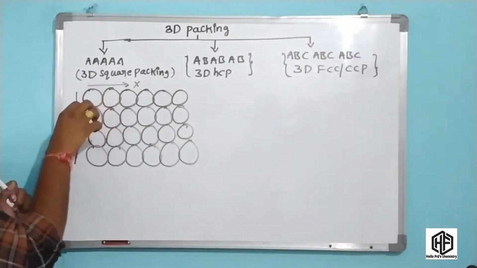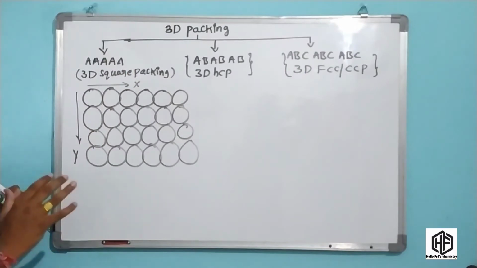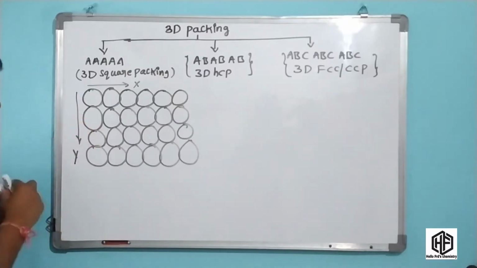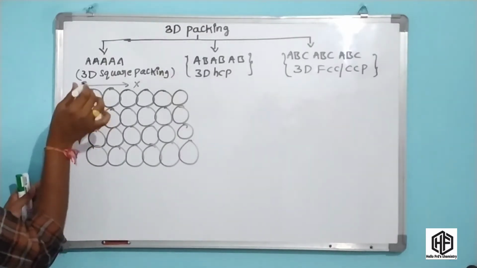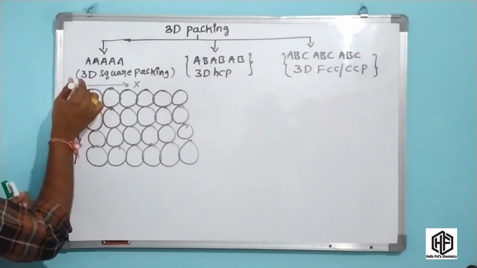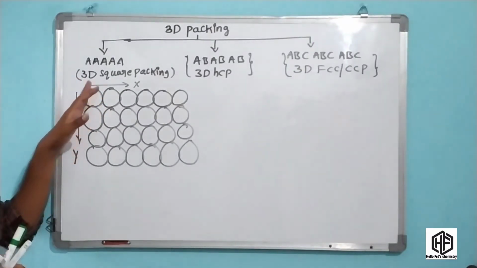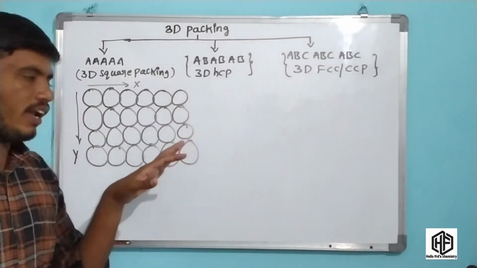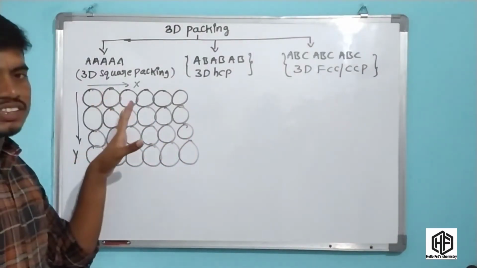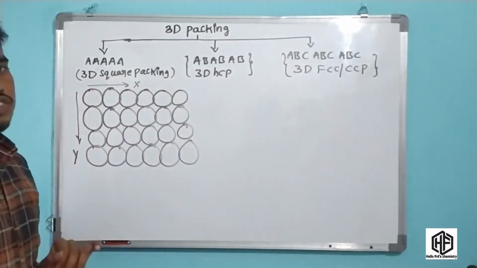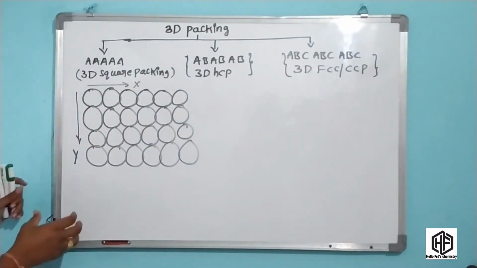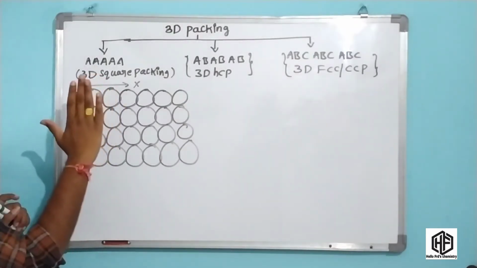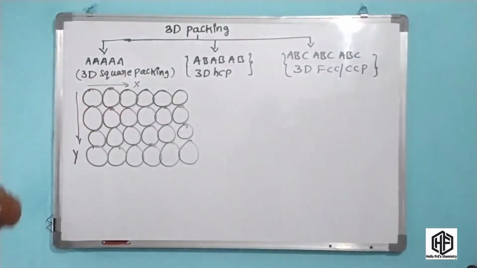Now we have the arrangement of the three dimensional square packing. The constituent particles are arranged in the x direction and y direction, as well as the z direction. Okay friends, this is the z direction. When the constituent particles are arranged in the z direction, that is called three dimensional square packing. It means the atoms are arranged along length, breadth and height. Here the same type of atom is arranged in the z direction.